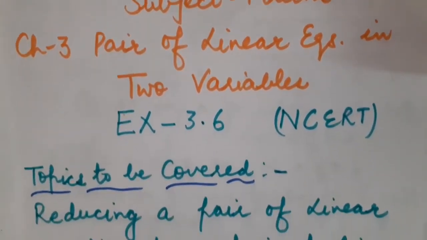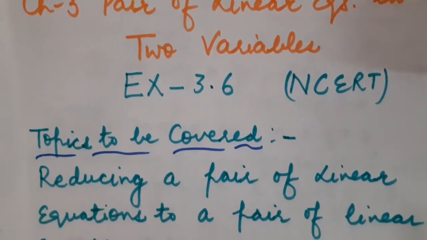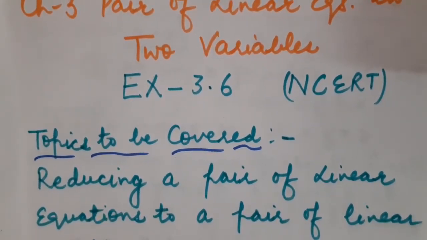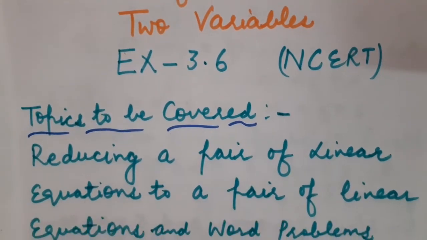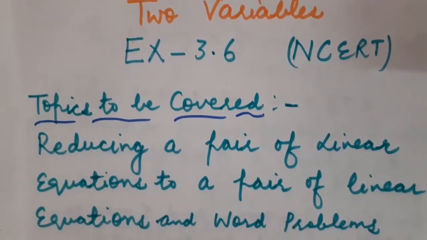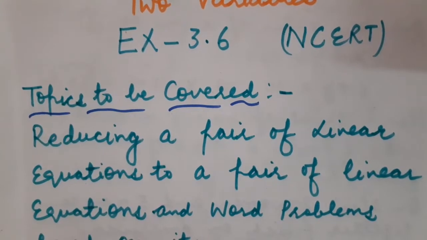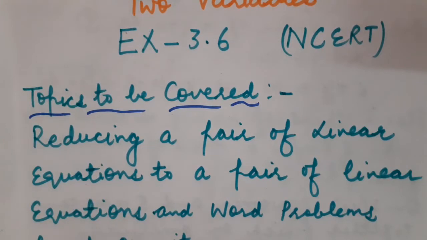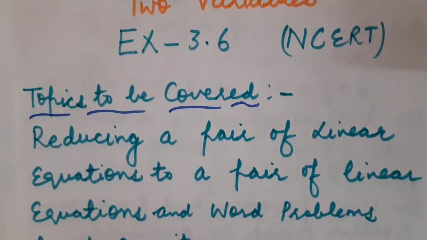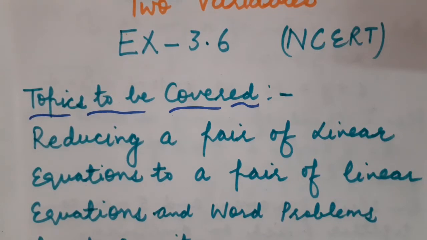Children, in the previous lecture, I made you understand about reducing a pair of linear equations to a pair of linear equations. So children, what was there in that method? Basically, you will be having a pair of linear equations given in two variables and you are going to convert it into another pair of linear equations, which is nothing but the generalized form of a pair of linear equations. That is a1x plus b1y plus c1 is equal to 0, a2x plus b2y plus c2 is equal to 0.